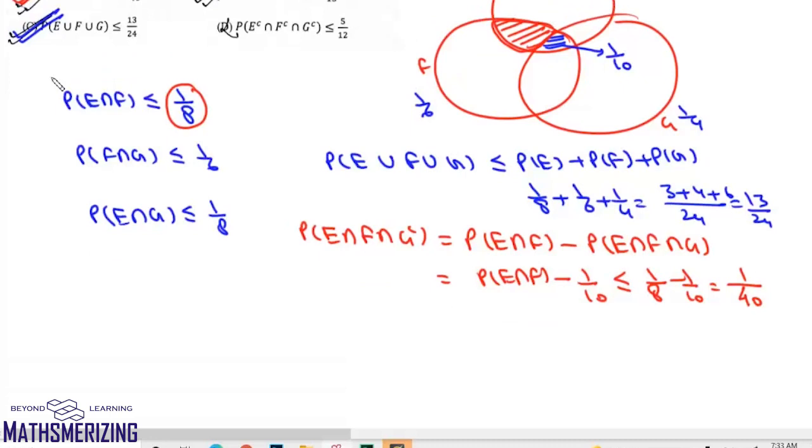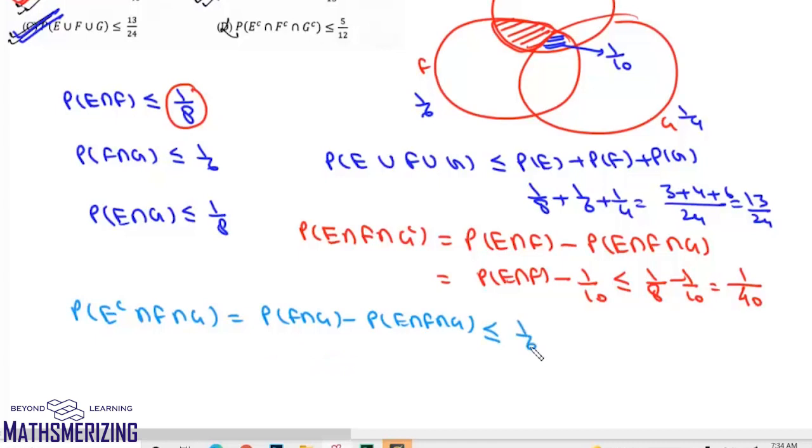Now we look at option B. Option B is probability of E complement intersection F intersection G. Now it will again be probability of F intersection G minus probability of E intersection F intersection G. Now maximum value of F intersection G is 1 by 6. So it will always be less than or equal to 1 by 6 minus, and this intersection is 1 by 10. So it will be 4 by 60, which is 1 by 15. So that means this option B is also correct.